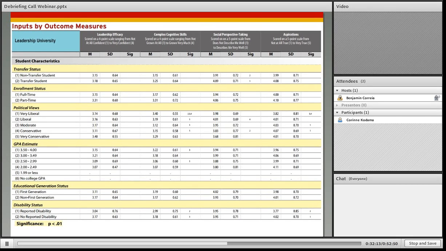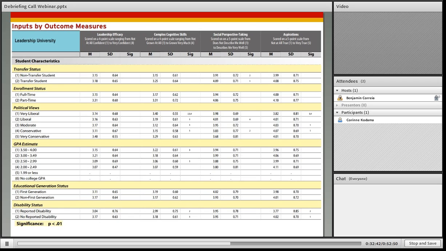So this is an example of looking at it on the non-SRLS outcomes. The outcomes are leadership efficacy, complex cognitive skills, social perspective taking, and aspirations. And then the student characteristics are here on the left. So for example, let's look at the easy one, transfer status, if you're a transfer student or if you're not a transfer student.